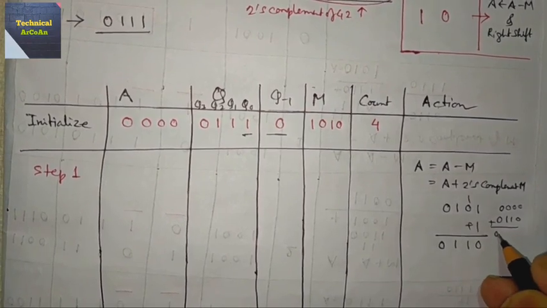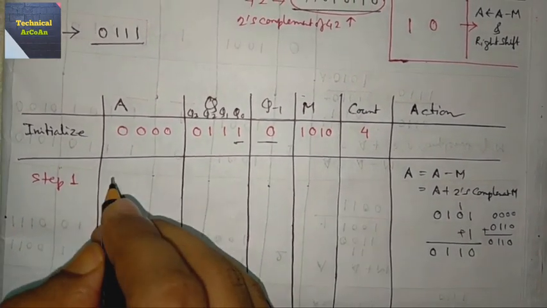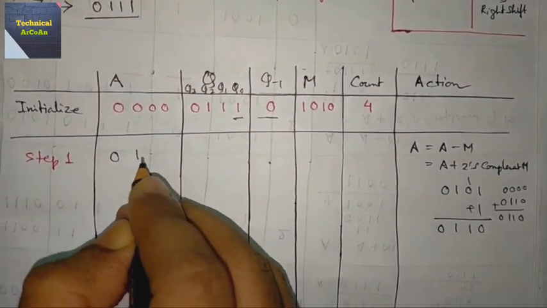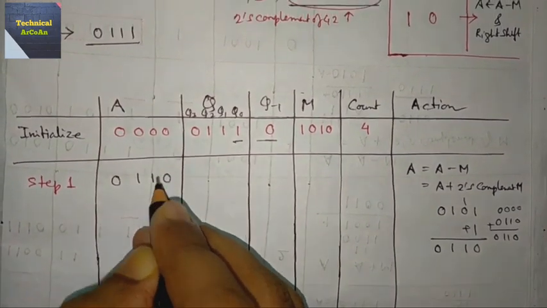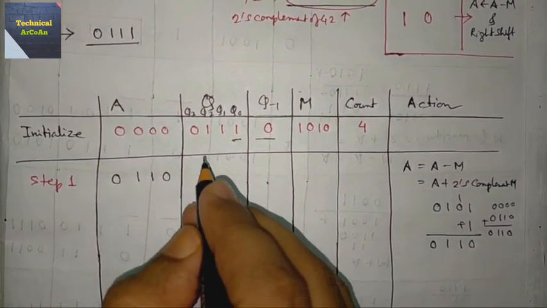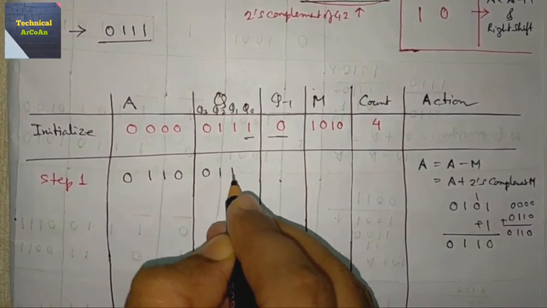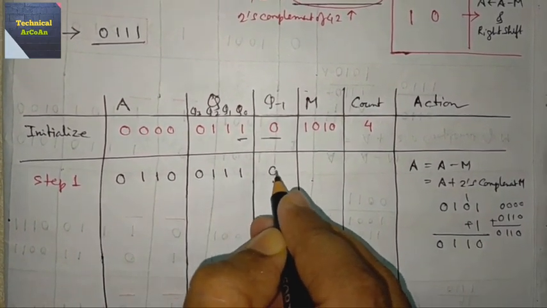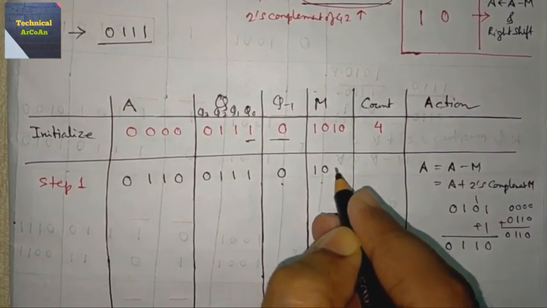So what will be the result? 0 1 1 0. So the first A value will be 0 1 1 0. Okay, and your Q will be the same, 0 1 1 1, and Q minus 1 is also 0, and M will be 1 0 1 0.